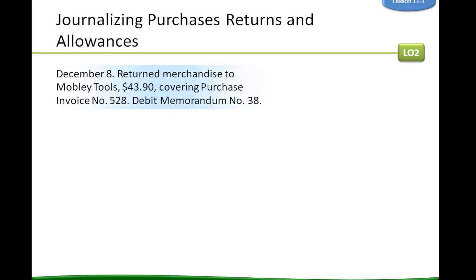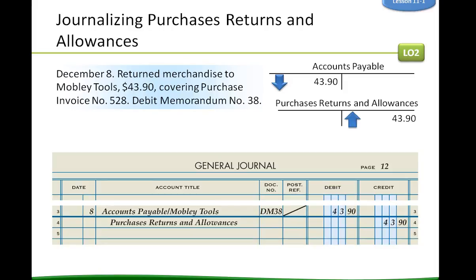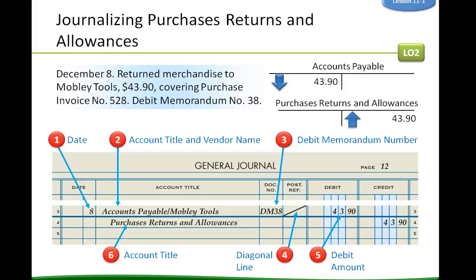Now to journalize the purchases return and allowance, our accounts payable decreases and the purchases returns and allowance increases. So we have here the date, the account title and vendor name, and the debit memorandum number. We put a diagonal line there. Our debit amount and our account title, purchases, returns, and allowance, and the credit amount.